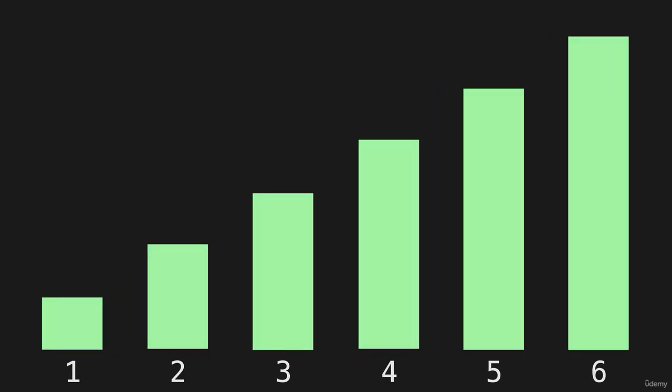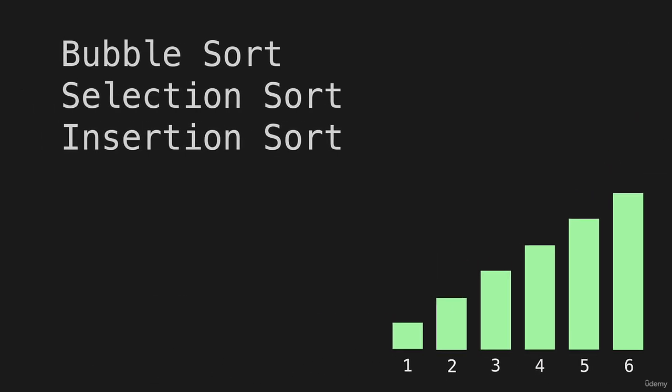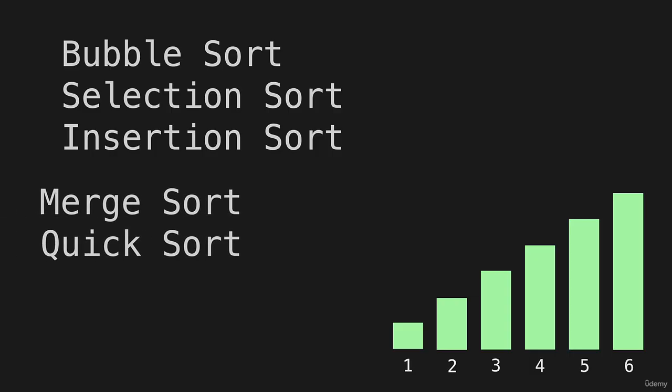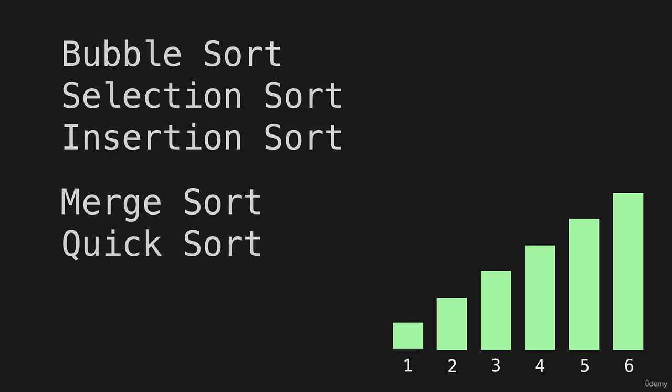In the section called Basic Sorts, we're going to cover 3 of them, which are bubble sort, selection sort, and insertion sort. These are relatively easy sorting algorithms to write, but they're not particularly efficient. Then we're going to move on to 2 that are more difficult because they use recursion, but they are more efficient, which are merge sort and quick sort.